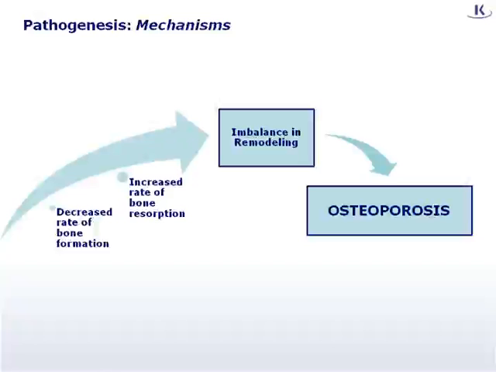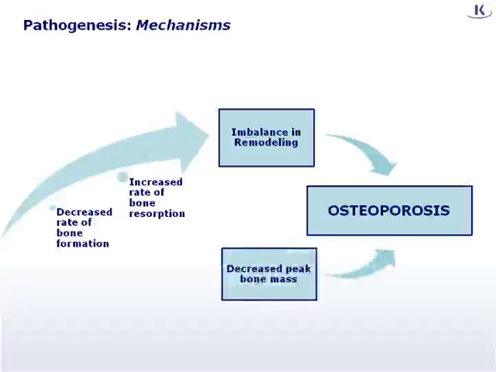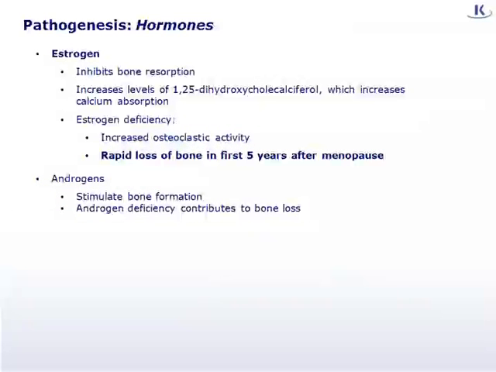A third proposed mechanism of osteoporosis is decreased peak bone mass, which is reached at age 25 and is genetically determined in each individual. For this reason, a family history of osteoporosis is an important risk factor for the development of the disease, particularly if there is a maternal history of osteoporosis. Certain hormones and drugs are also known to have an important role in the development of osteoporosis.